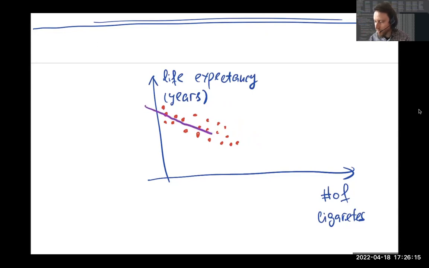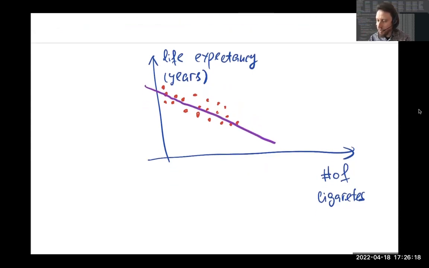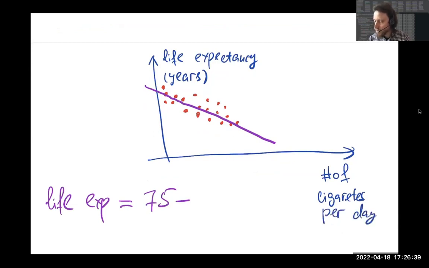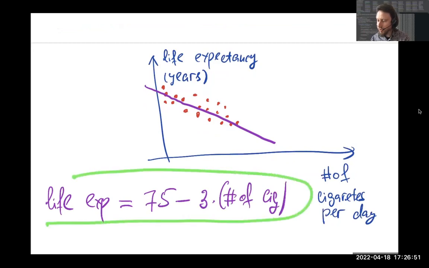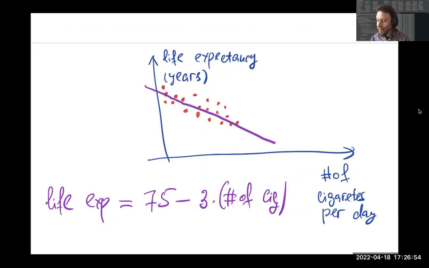And we can fit a linear regression. We can fit a regression line, and this line is probably given by an equation like life expectancy equals something like 75 minus 3 times the number of cigarettes, where this is the number of cigarettes per day. So this is our regression. And can you interpret this number 3? This is a regression coefficient.